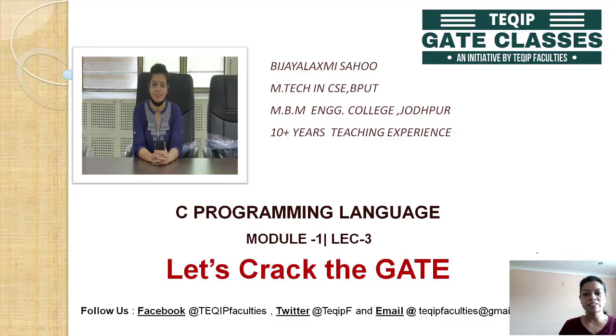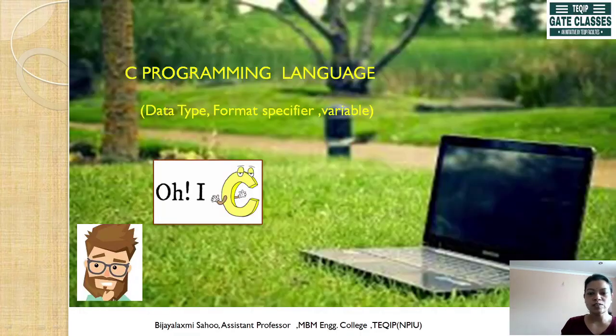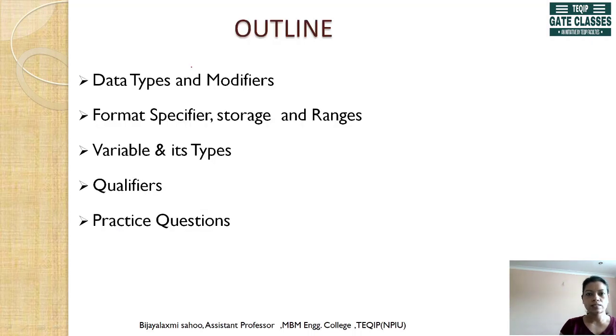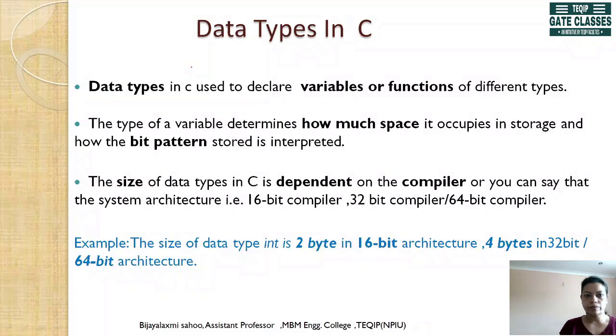Welcome to the third lecture of this C programming lecture series. In the last two classes, we already discussed the basic fundamentals of C programming: what is an operating system, what is a compiler, interpreter, and identifiers. Today's lecture will discuss data type, format specifier and variable in detail. This is the outline of this lecture. Now let's proceed one by one.